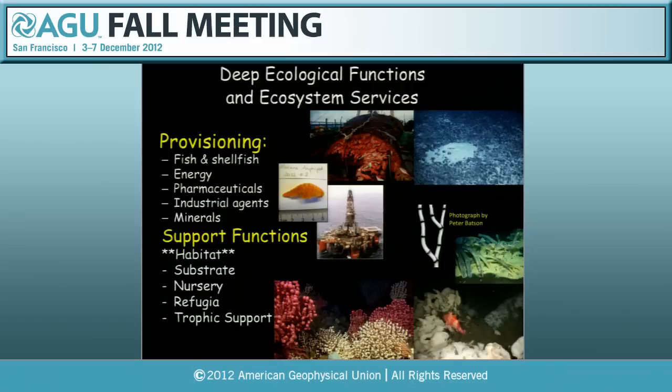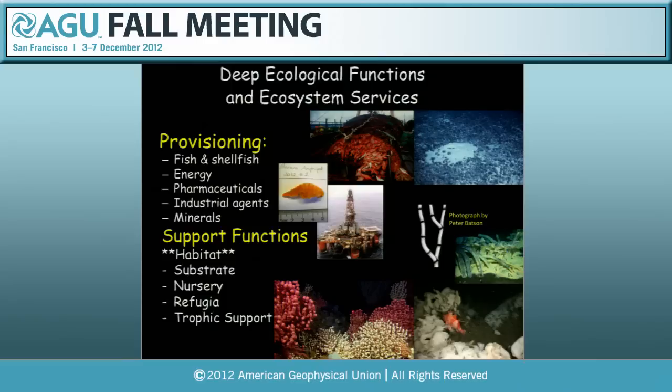Beyond the wonder of all these strange types of organisms and all the biodiversity out there, we've come to realize that this biodiversity supports a broad range of ecosystem services and functions. Probably most familiar to people are the provisioning functions. We take food, we take energy, we're starting to get pharmaceuticals and poised to mine minerals out of the seafloor. But beyond the market value of the deep sea, there are many very important support functions that it provides. It provides substrate for attachment, nursery grounds, refugia, and food chain support for animals.